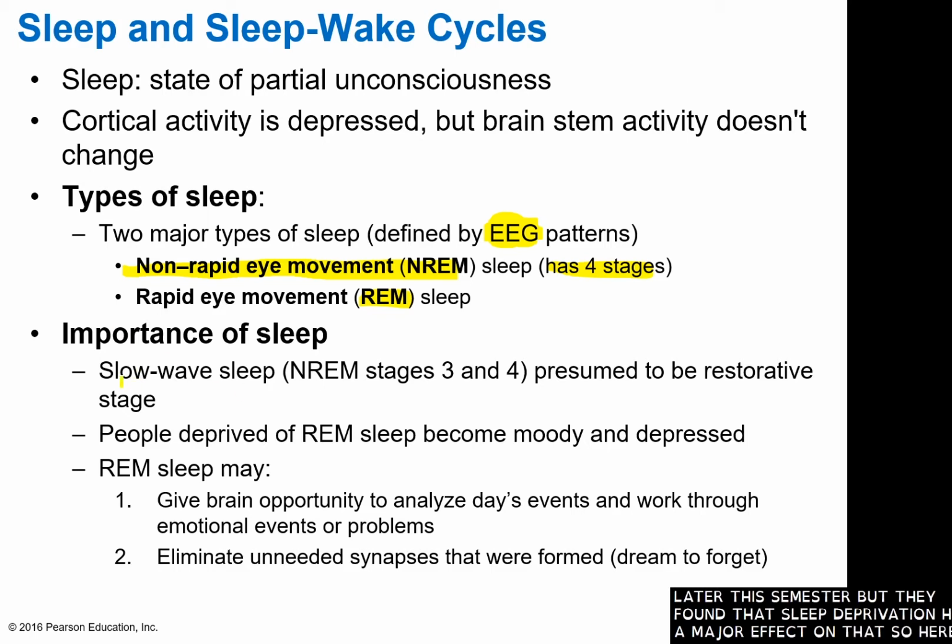So here, slow wave is presumed to be a restorative stage, and people deprived of REM sleep become moody and depressed. So all these different stages are important. Sleep may give the brain an opportunity to analyze the day's events, work through emotional events or problems, or eliminate unneeded synapses that were formed. So you literally dream to forget.